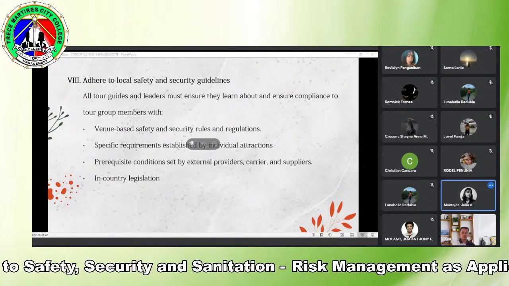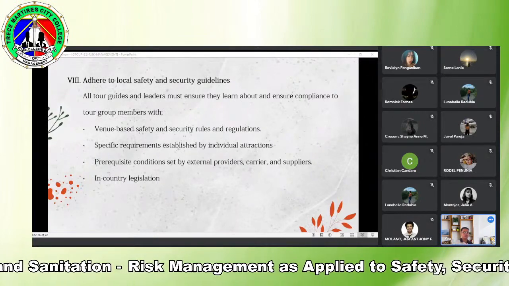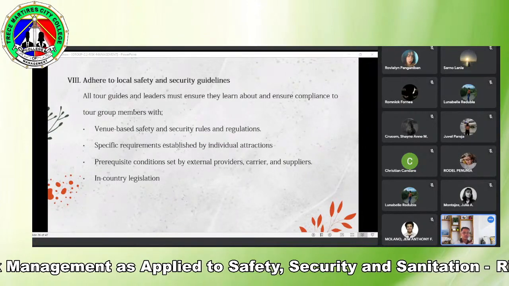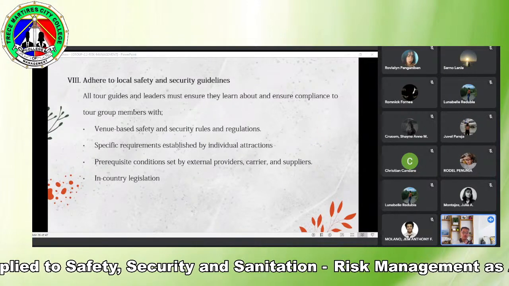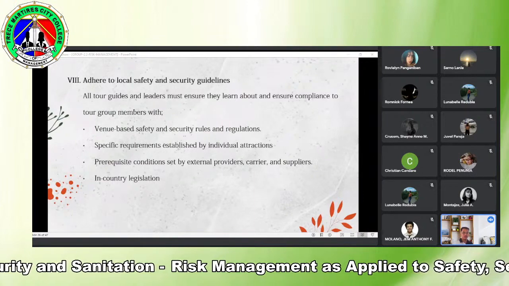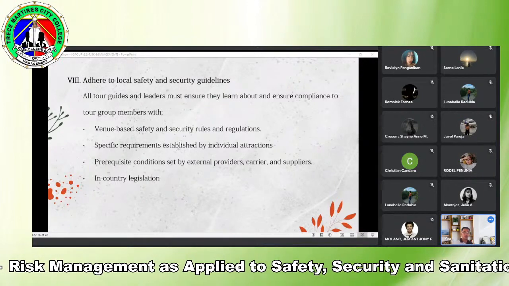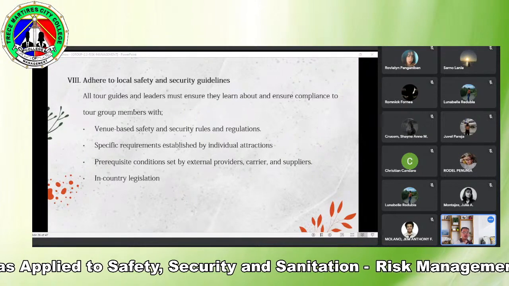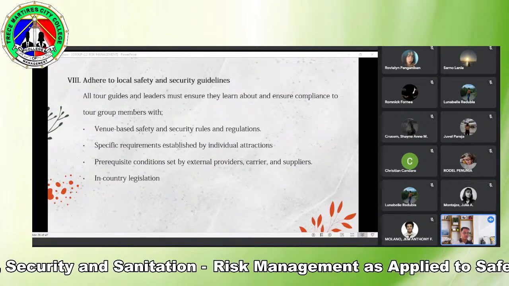Okay, prerequisite, ibig sabihin, you can proceed to the next step unless or until you finish the step before that. That is the meaning of prerequisite. Like for example, taking the courses you are taking here with your curriculum, there are some subjects that are prerequisite. Ibig sabihin, you can't take one subject until you finish the first one.